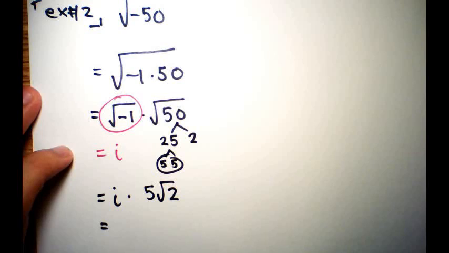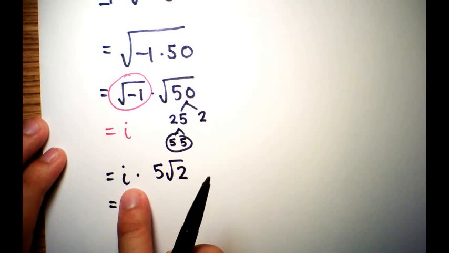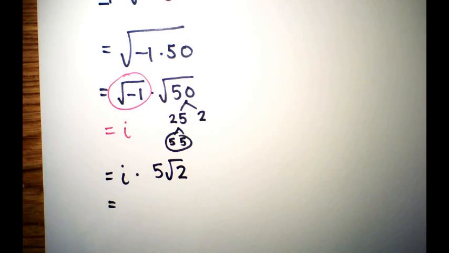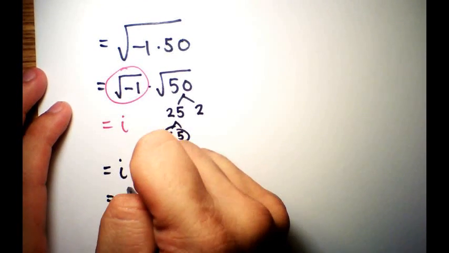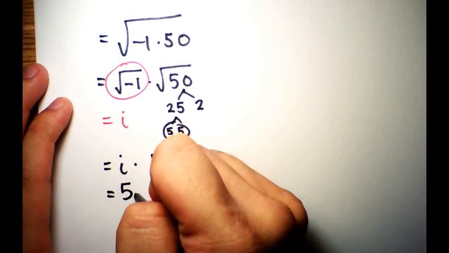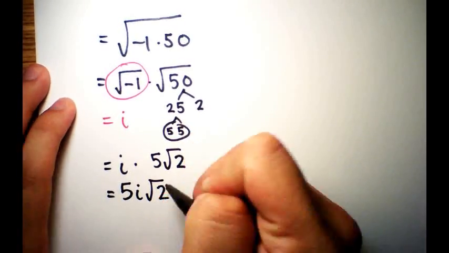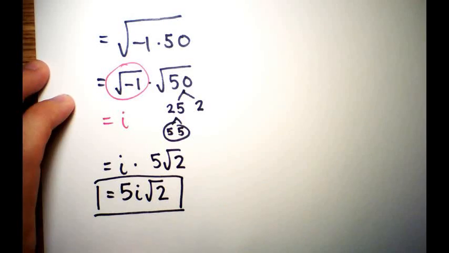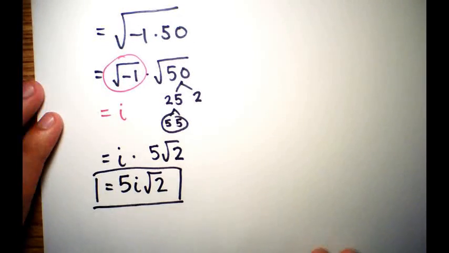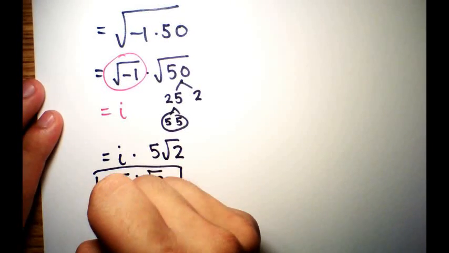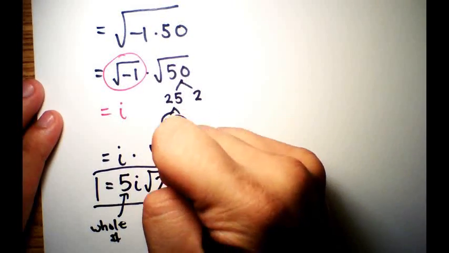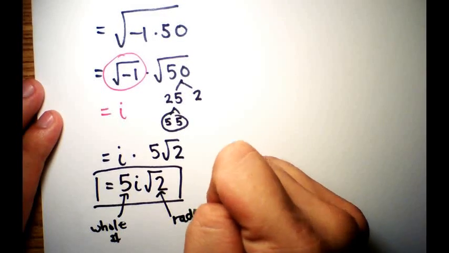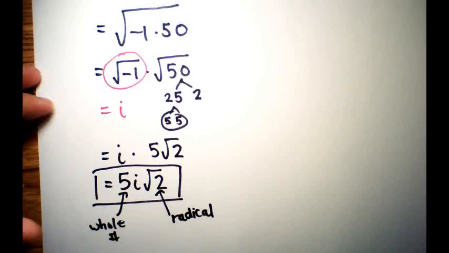I like this example because we have a whole number, we have the imaginary number I, and we have a radical. To write this, you're going to put the whole number first, 5, and then the I, and then the radical 2. So anytime you are multiplying these three things together, you need to put the whole number first, followed by the imaginary number, and then always put that radical or that square root last. So 5i radical 2, this is your answer for example number 2.